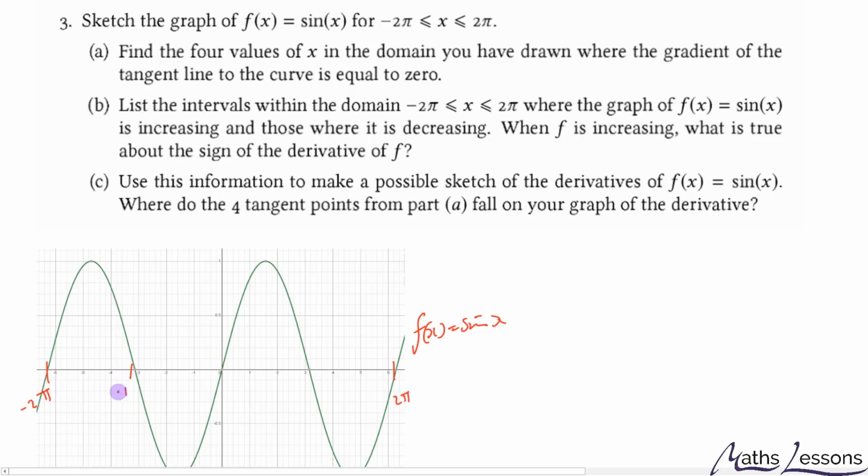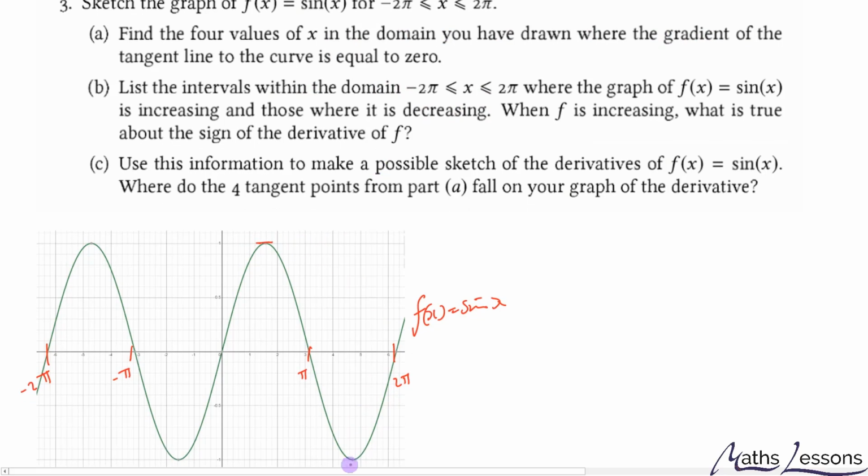And there's pi, minus pi, and here is pi. And we're going to look at where the gradient of the tangent line is equal to 0. So the gradient of the tangent line is 0 here. Scroll down a bit, and it's equal to 0 here, here, and here. So our gradient function crosses the axis at here, here, here, and here.